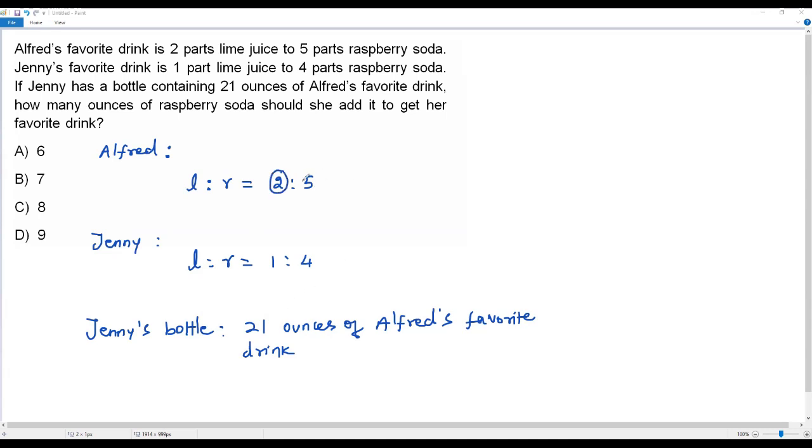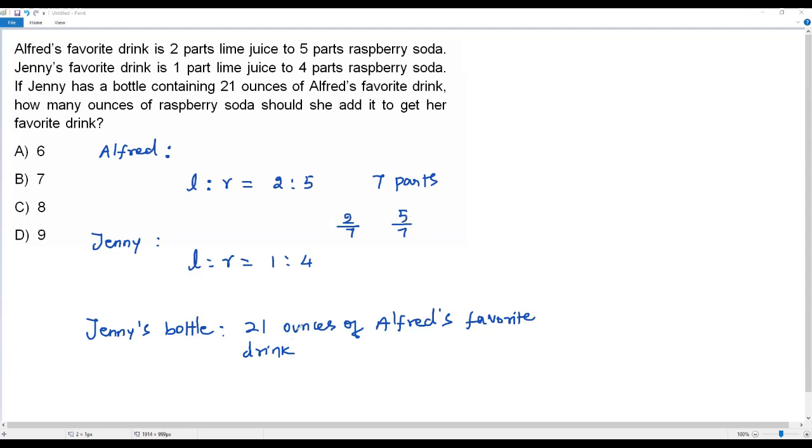first we have to add the 2 terms of the ratio. When I add them, I'm getting 7. So I have to consider this 7 as total parts. Out of these 7 parts, we have 2 parts for lime juice, so we can write the fraction 2 over 7. This fraction represents the amount of lime juice in Alfred's favorite drink. And also out of these 7 parts, we have 5 parts for raspberry soda, so the fraction 5 over 7 represents the amount of raspberry soda in Alfred's favorite drink.